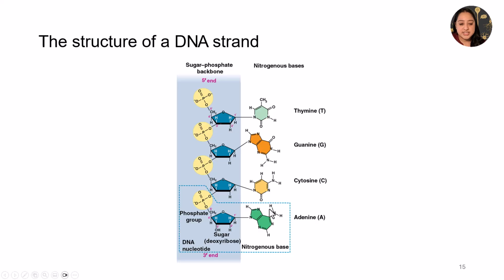And so in this nucleotide, the nitrogenous base that is here. And again, nitrogenous means that there's nitrogen. So the nitrogenous base that is here is adenine. This one is cytosine. This one is guanine. And then this one is thymine. And so we shorten them as just ATGC or ACGT.